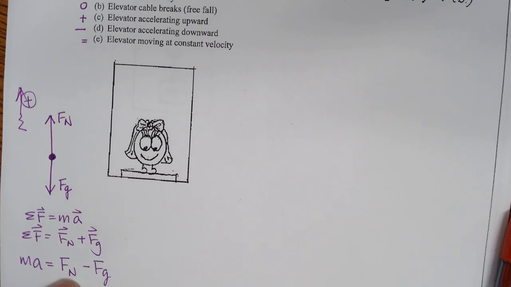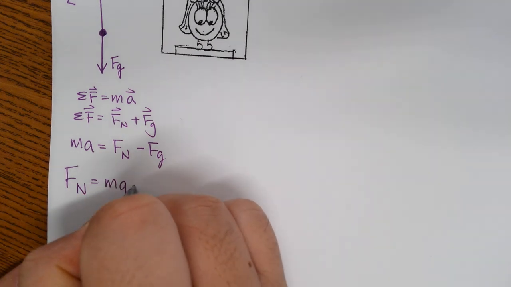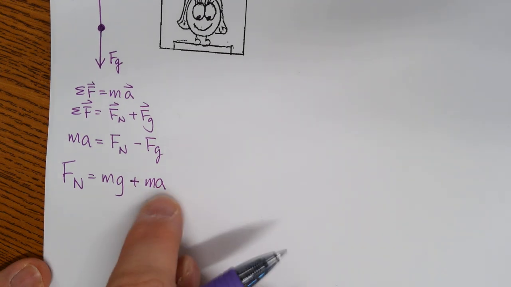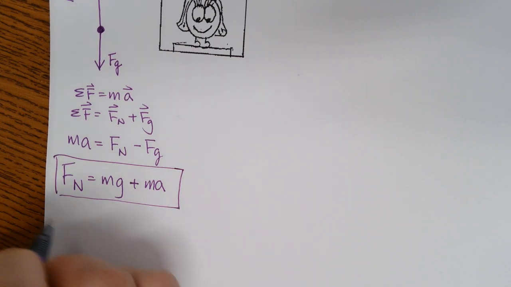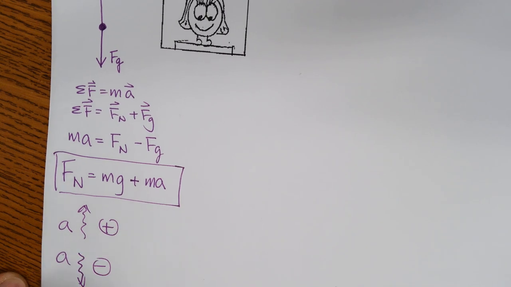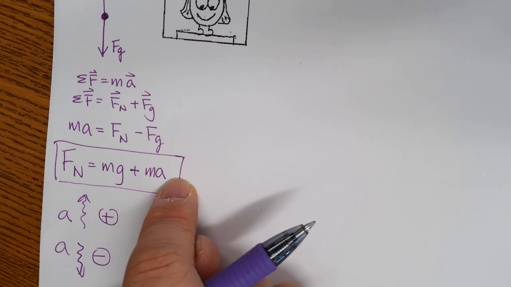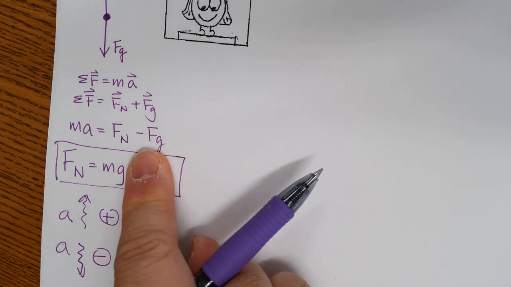So F normal is what you're really looking for here. Your F normal is what the bathroom scale would read. Therefore, it is mg plus ma. Depending on the acceleration, if you're accelerating upwards, a is positive. If you're accelerating downwards, a is negative. So a going up is positive, a going down will be negative. Depending on what acceleration you have, you're going to have either more than your weight or less than your weight. But if your acceleration is zero, then your F normal would just measure your weight.